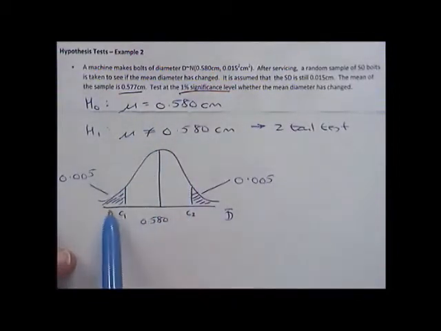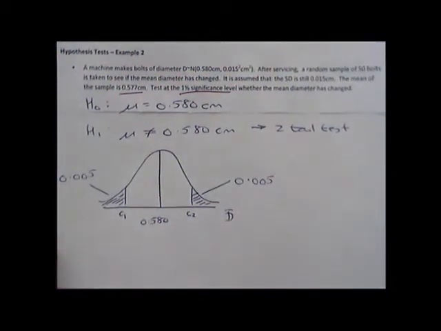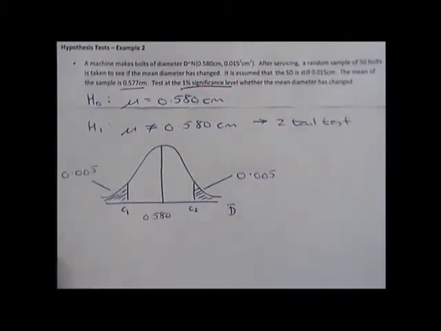So if 0.577 is in this left-hand side tail, we reject H0 and accept H1. It has changed. If it's in this area here, then we say there's no significant evidence it's changed. It could happen at random, nothing weird's going on. So that's the diagram, and I always suggest you do a diagram at that point.